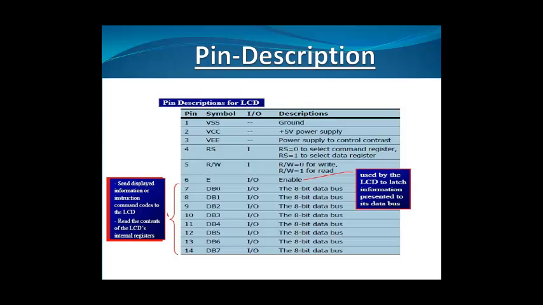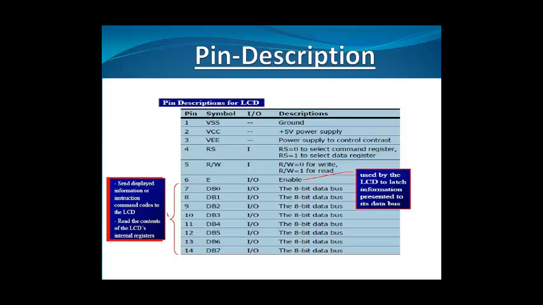Pin 6, the enable pin. The enable pin is used by the LCD to latch information presented to its data pins. When the data is supplied to the data pins, a high to low pulse must be applied to this pin in order for LCD to latch in the data present at the data pins. This pulse must be a minimum of 450 nanoseconds wide.